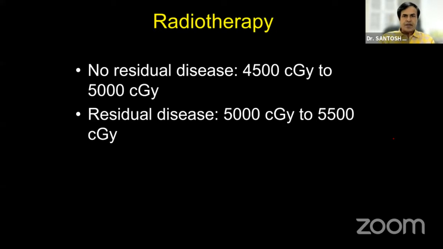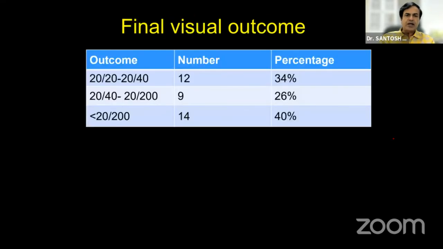If there is no residual disease at all in the orbit, just before you do external beam radiation, the dose delivered is 4,500 to 5,000 centigrade. If there is residual disease, then it is 5,000 to 5,500 centigrade. And whenever radiation is given, it is given to the entire pre-treatment extent of the tumor, not to the debulked or residual or to the post-chemotherapy residual. So treatment plan is based on the pre-treatment extent of the tumor.